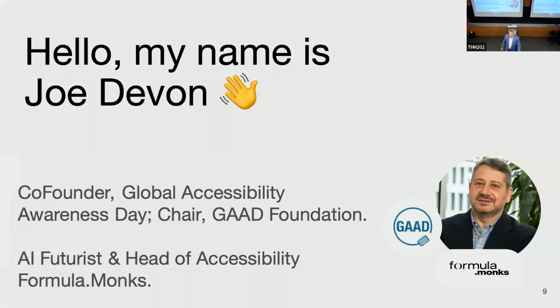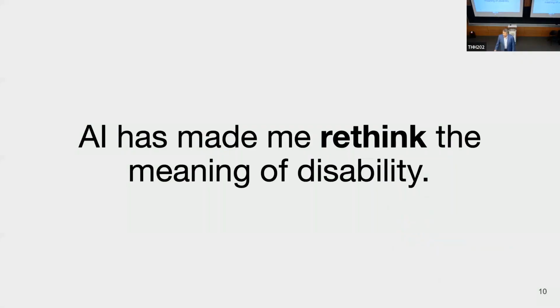So my name is Joe Devon, and I co-founded a day that has gone viral called Global Accessibility Awareness Day. We hit over 200 million users on social media every year. It just came from an obscure blog post, and it just shows you how many people are affected by disabilities. And for work, I'm an AI futurist and head of accessibility, which allows me to think about how AI impacts disability. And it's really made me rethink the entire thing.